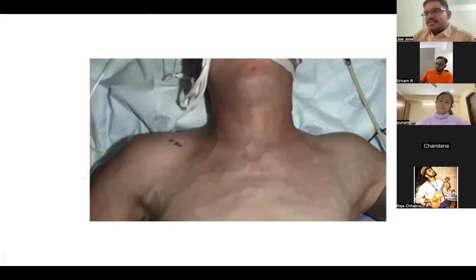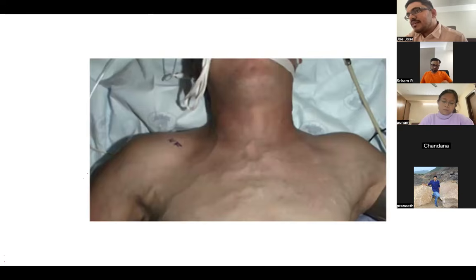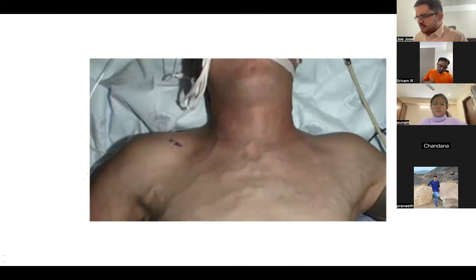Dr. Praneeth, can you tell me what this is? What are we looking at here? Sir, we are looking at engorged veins over the chest, the hands and over the neck. What could this signify? Sir, it would signify mostly SVCO, superior vena cava obstruction. Yes, you're right. This is what should come to your mind when you see a case like this.